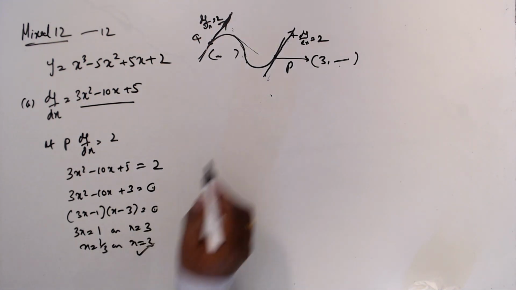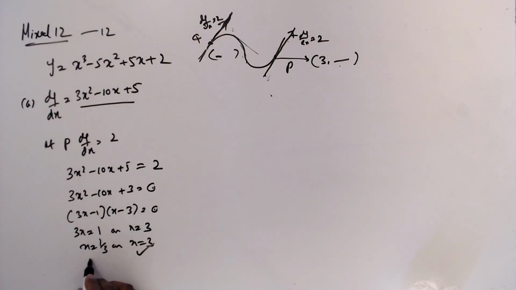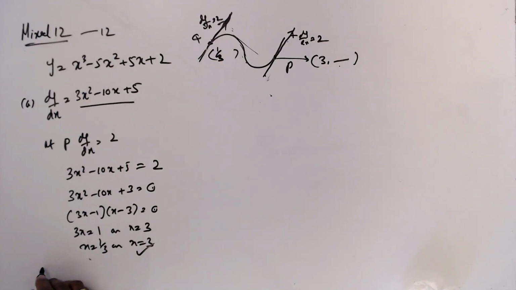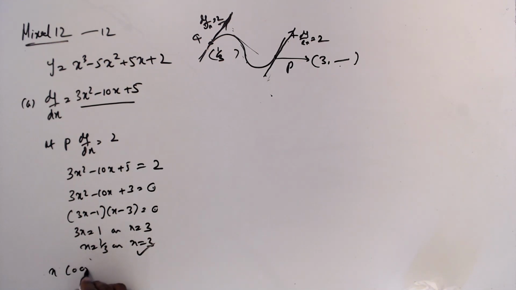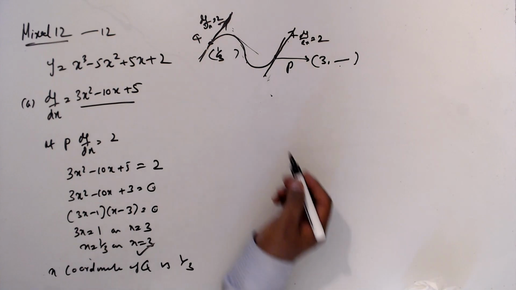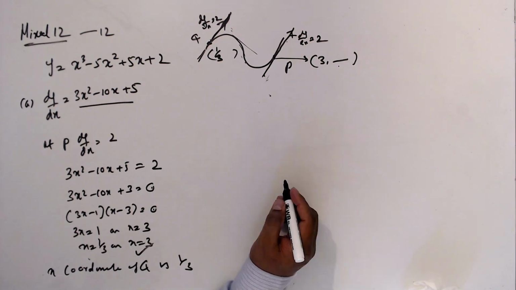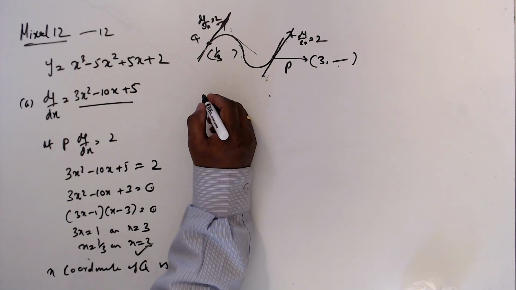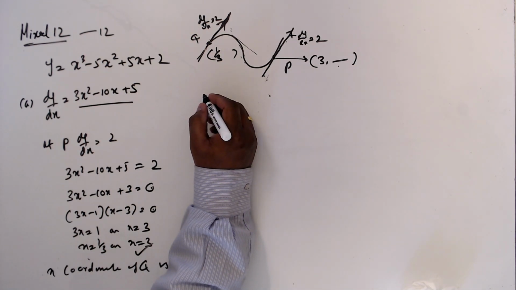Now we have one point, this is 3. Then the remaining one is this one. So the x coordinate of Q is 1 over 3. Now we found 1 over 3. Part B1 we are done.